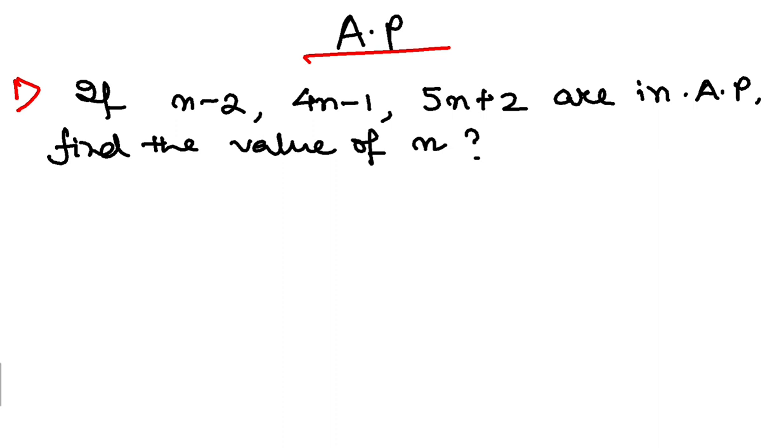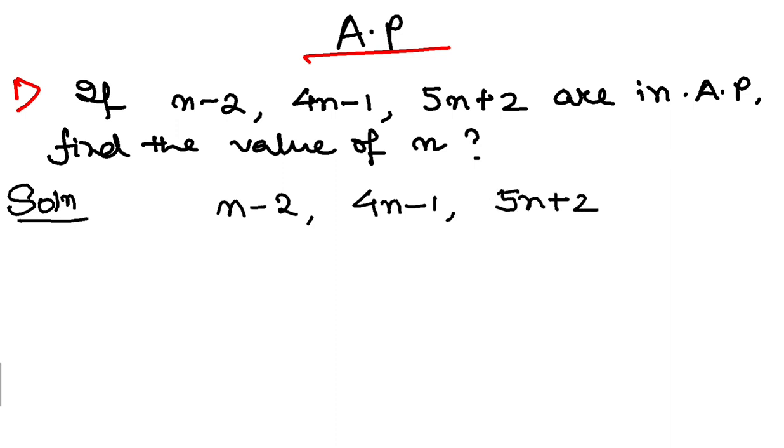The first one is: if n minus 2, 4n minus 1 and 5n plus 2 are in AP, find the value of n. So now the terms that are given to you are n minus 2, 4n minus 1 and 5n plus 2, and they are saying they are in AP.